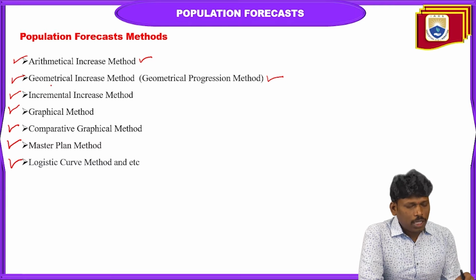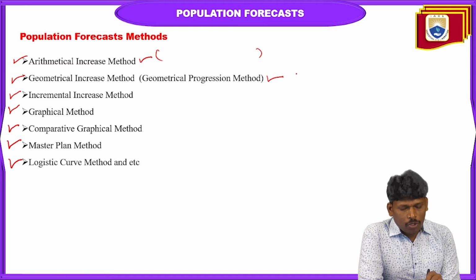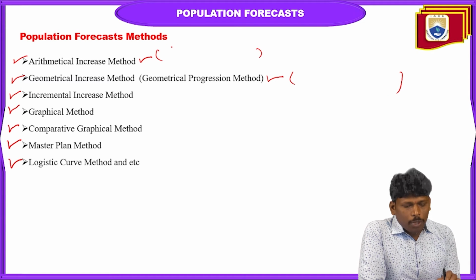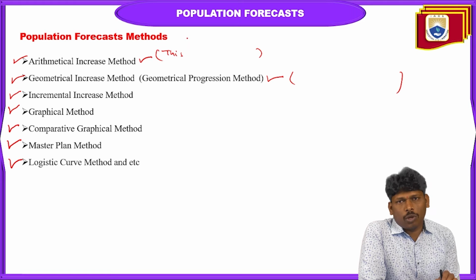We also discussed the arithmetical increase method and the geometrical increase method, as we did yesterday with a problem. Here one thing we need to remember: this arithmetical increase method is suitable for existing old cities where the growth rate of the particular city is constant. In that case only it is suitable.